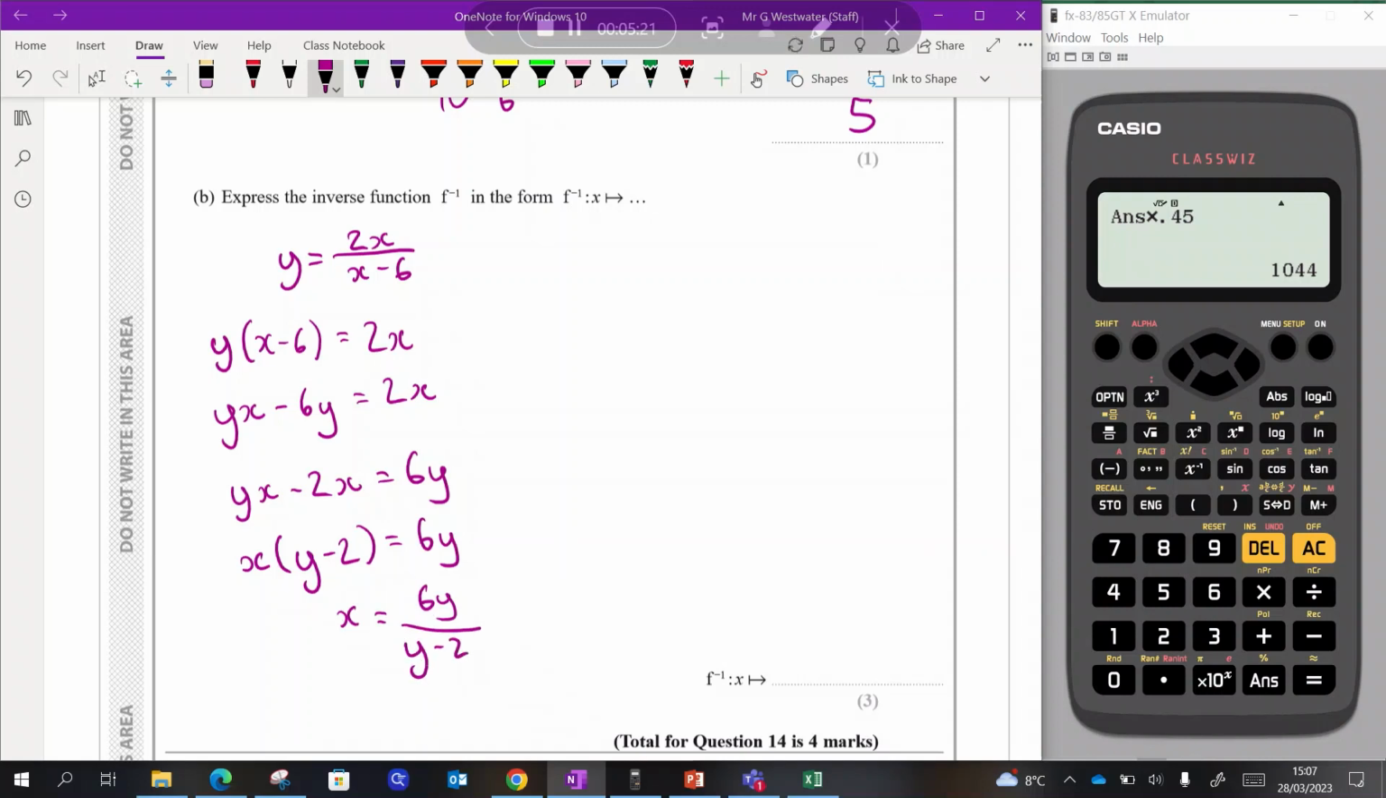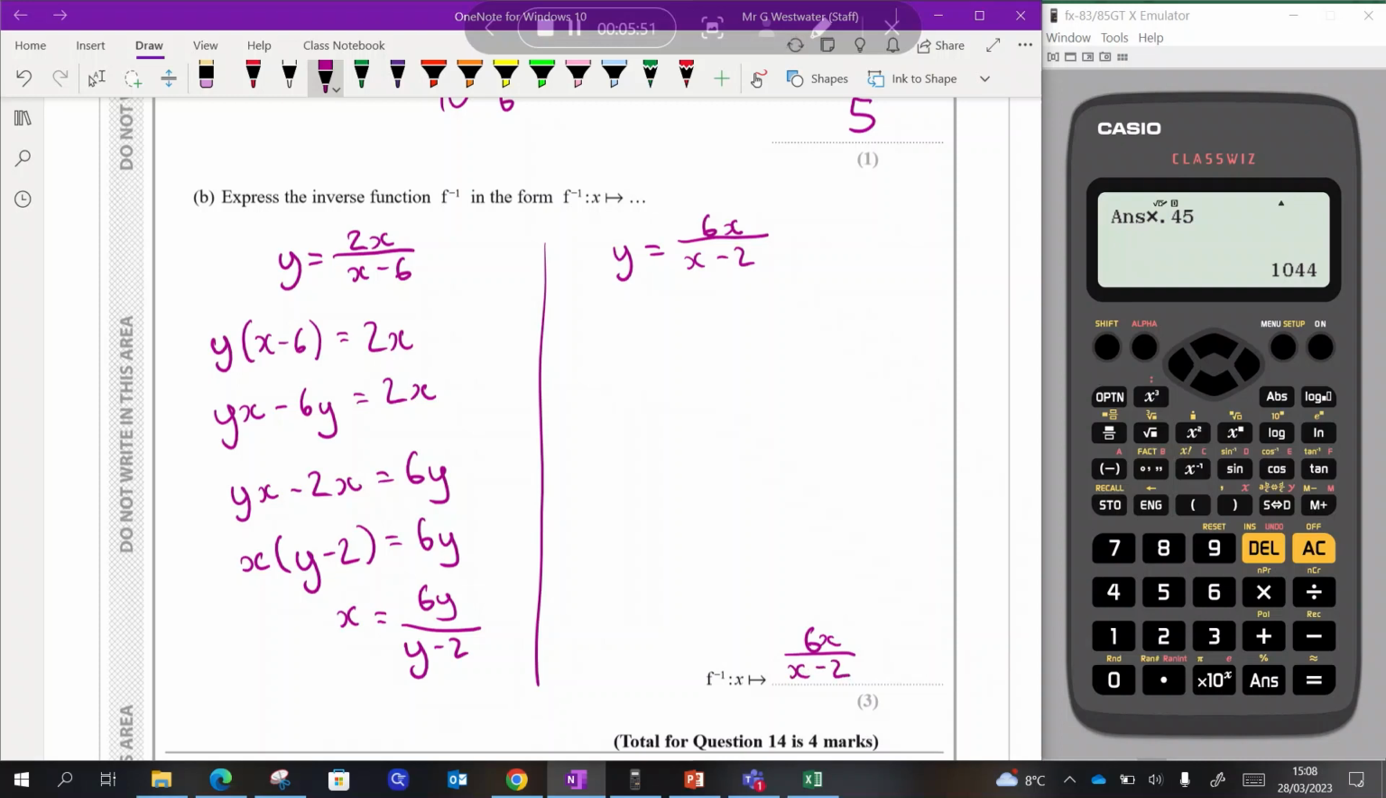Now, if this was asking for my inverse function in terms of y, this would be the answer, but it's asking for it in terms of x. So often what happens, and whenever I run out of space, I just draw a line down the middle and finish this off. We're going to flip it so that it's y equals 6x over x minus 2. So the x's and the y's have just changed position. So inverse function of f of x is 6x over x minus 2.